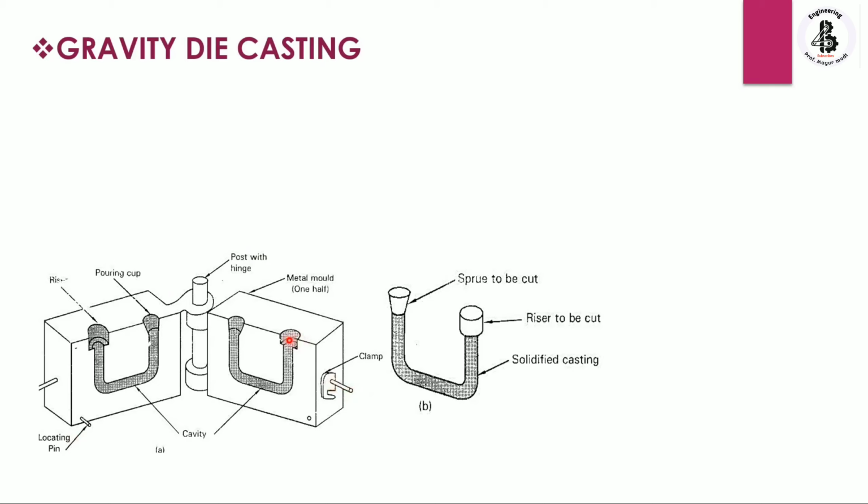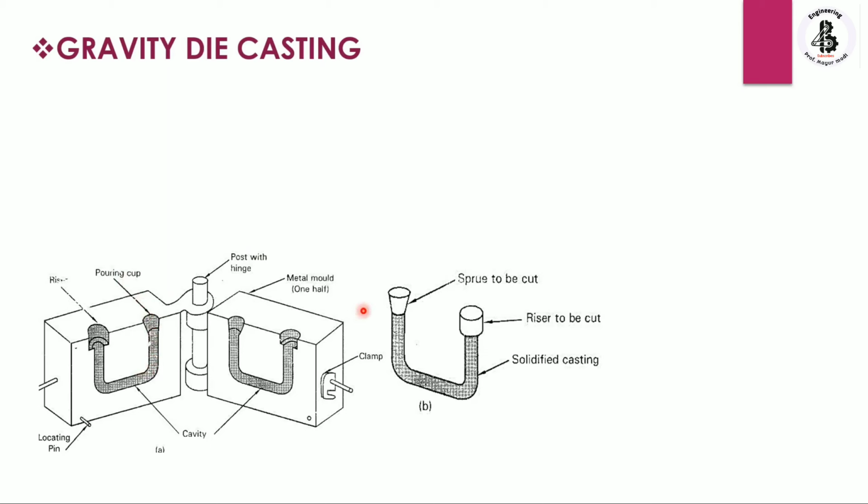So you can see in the figure, this is our cavity formed from both the molds. Here is our riser, and this one is our pouring cup. Basically the molten form of the metal will be poured into these.